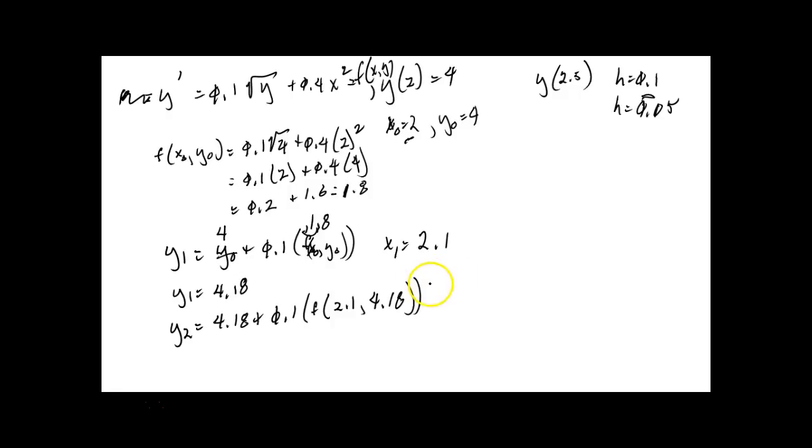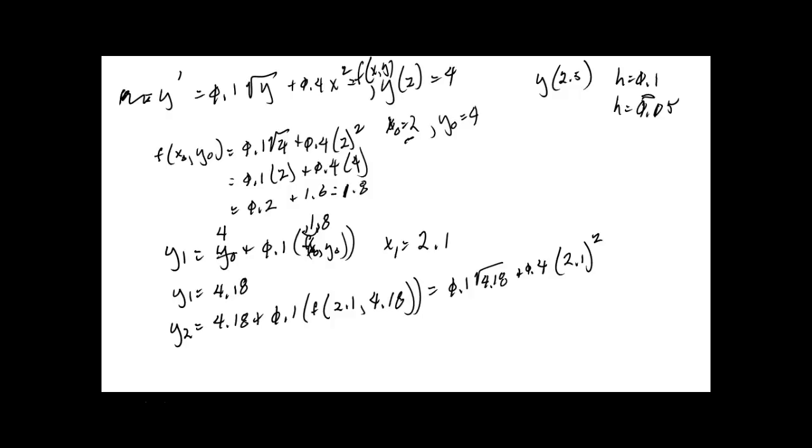Okay? Well, you got to figure out what that is. That is 0.1 times the square root of 4.18 plus 0.4 times 2.1 squared. Oh, what a joy. But you've got calculators, use them, okay? Poke that in, see what you get.